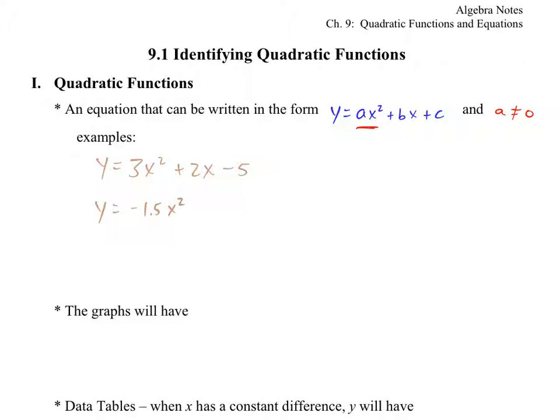But you can't skip that first term. You can't have something like y equals 2x plus 7. That's not a quadratic. You have to have something in front of an x squared. But you could say y equals 2x squared plus 7. That's a quadratic. We okay on those? This first section is really just looking at what are quadratics, what do they look like for graphs, what do they look like in data tables and some of that type of stuff.